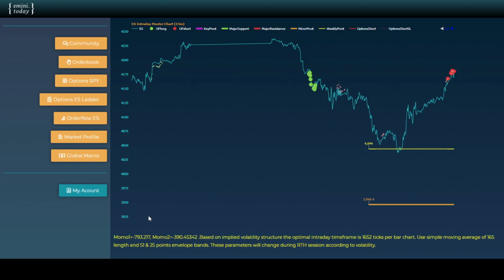There's also going to be a change in this part of the terminal. We have this ES intraday master chart 15-minute right now, and it's on the old charting engine, which is basically not too good. So I will put something different here, probably last market profile or something like that. So yeah, that's going to be different soon.